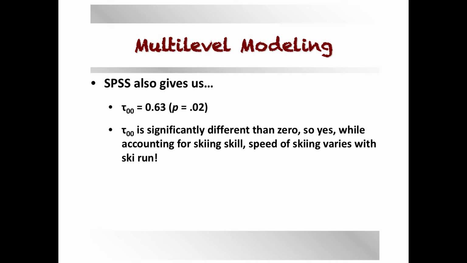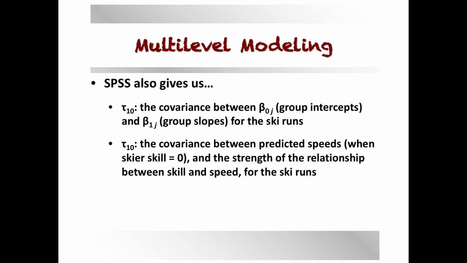So in the intercepts only model, we already found this. Now we've added in skiing skill. It's almost like we're adding in this. This might remind you of an ANCOVA kind of situation where you're accounting for skiing skill. You're adding in another variable, and you're finding that the original significance remained. Okay, SPSS will also give us the covariance between intercepts and slopes.